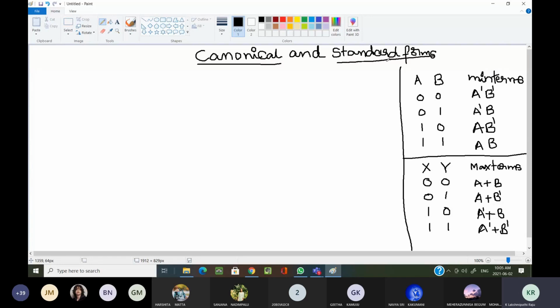The next concept is canonical and standard forms. Now, what are canonical and standard forms? How are we getting these canonical forms, or we can call them standard forms? Now, Boolean algebra.